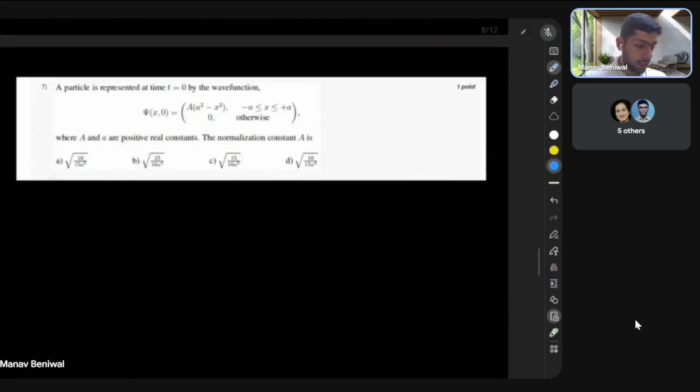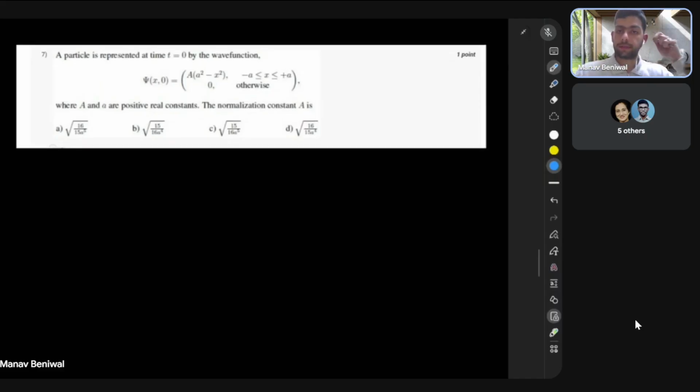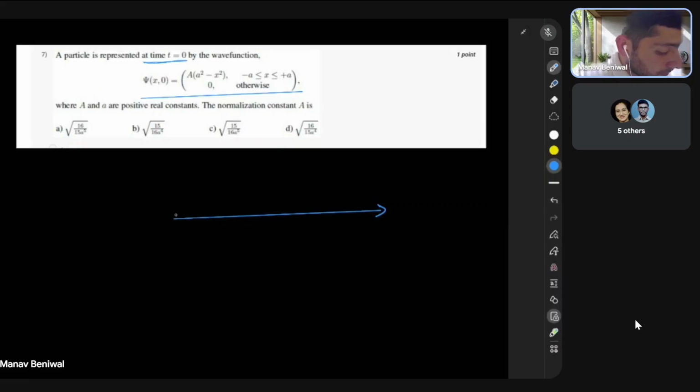Okay, if yes, then let's go to the next problem. We are given that at time t equals 0, we are given the wave function psi of x. So let's draw our x-axis. Let's say this point is minus a, this point is 0, and this point is plus a.